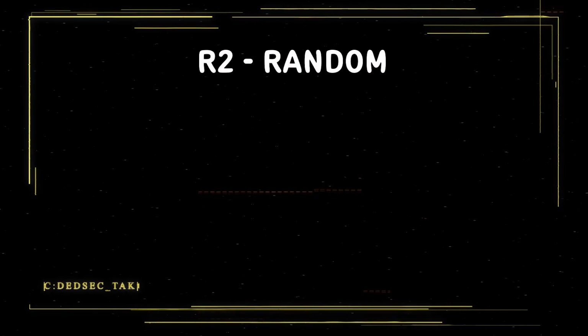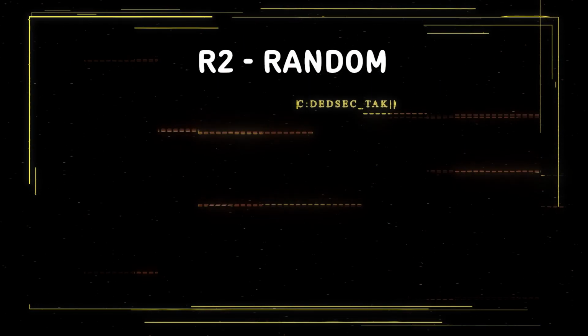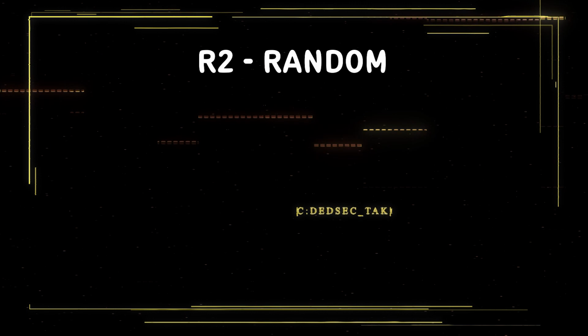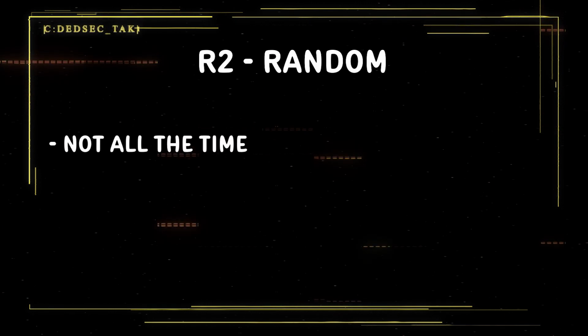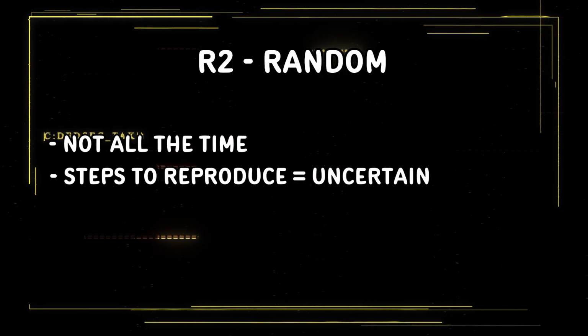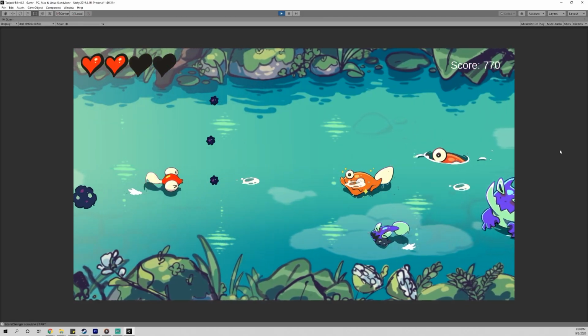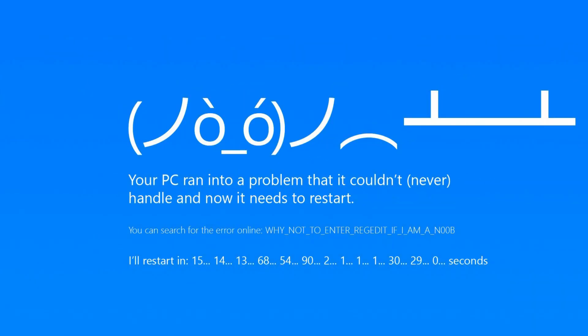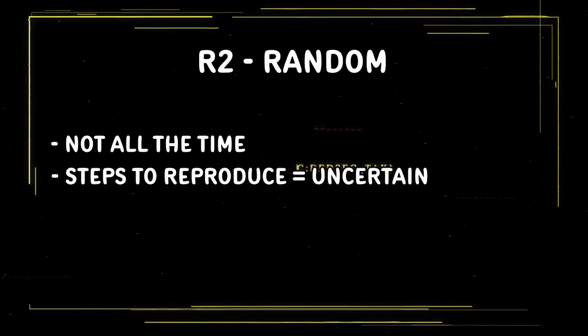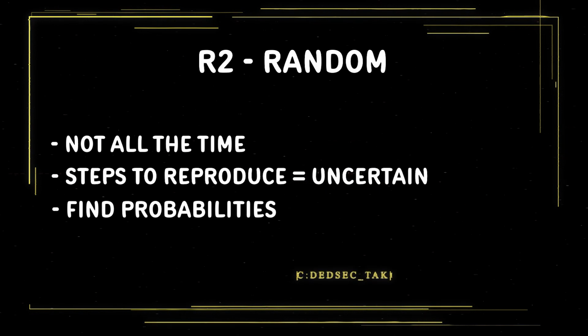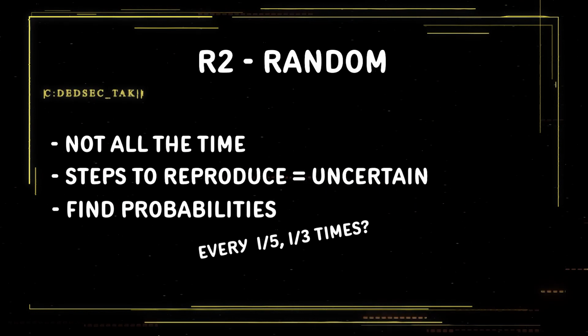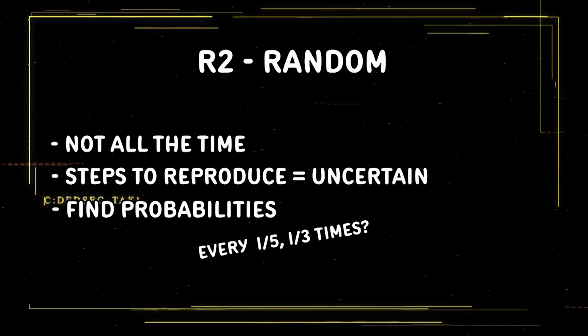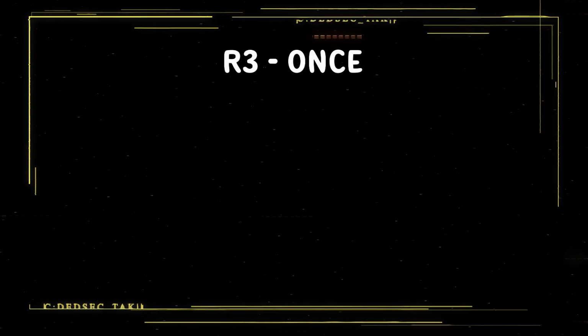Level 2, random. These bugs are the most challenging ones because they appear only sometimes, meaning that the conditions to reproduce are still not identified. For example, my game crashes sometimes when I kill this enemy. It is also a good idea to find out the probability, like 1 in 5 or every 1 in 3 times it crashes. And then we have the final level, once.